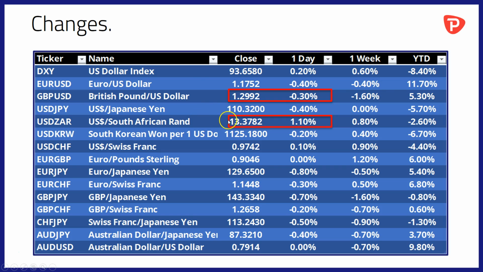And then moving down to dollar rand, we see that the rand has weakened further, to 13.3782 in New York last night, a move of 1.1% on the day following the failure of the vote of no confidence to remove Jacob Zuma.